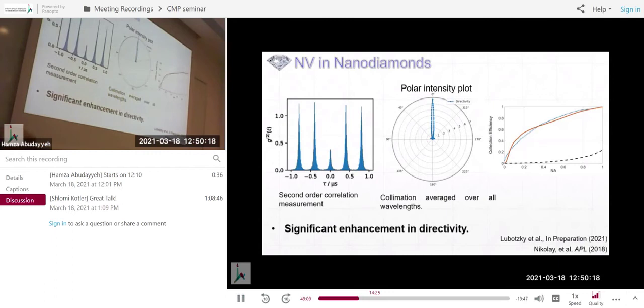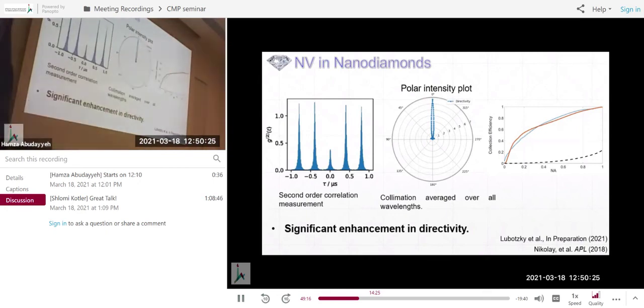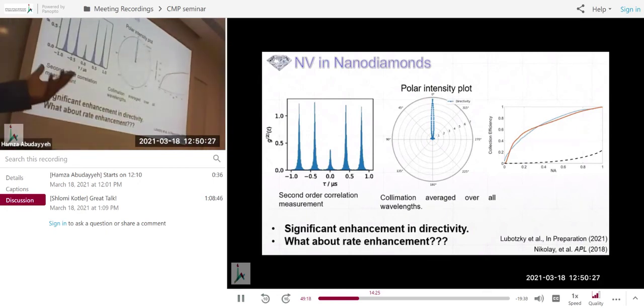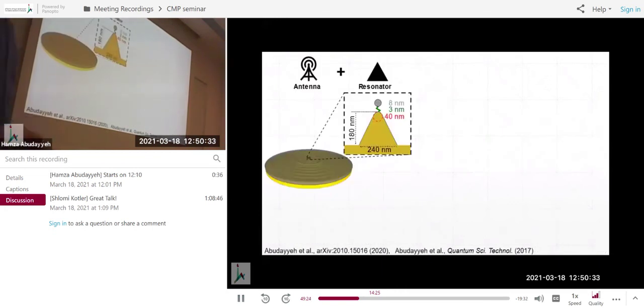Okay, so up till now, I've shown you significant enhancement in directivity. I've told you nothing about shortening the lifetime. So what about this rate enhancement that I've been talking about since the beginning? Here is where we bring back the nanocone into the picture. So again, we fabricated this nanocone. We have a unique way of actually binding single quantum dots selectively to the tip of the nanocone and nowhere else on the antenna. You'll see the results in a moment.